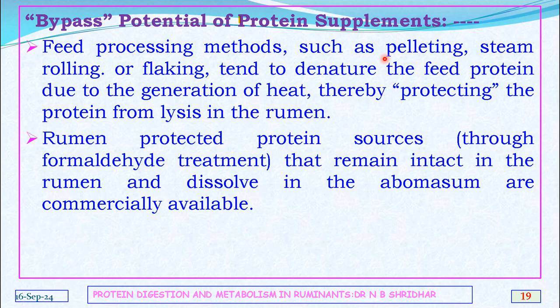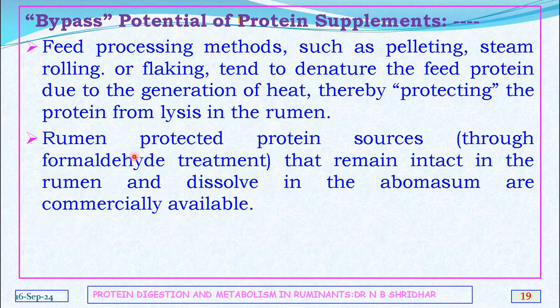Then the pellet is subjected to steam rolling or flakes are made, and they tend to denature the feed protein due to the generation of heat, thereby protecting them from protein lysis in the rumen. Rumen protected protein sources through formaldehyde treatment are also another method, which remain intact in the rumen and dissolve in the abomasum, and are commercially available.